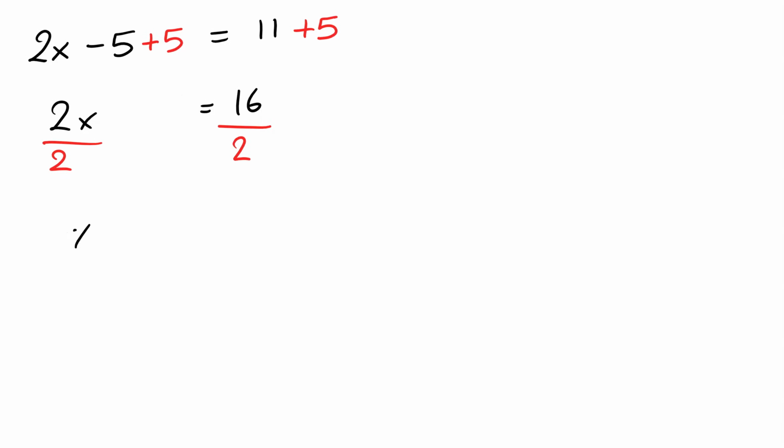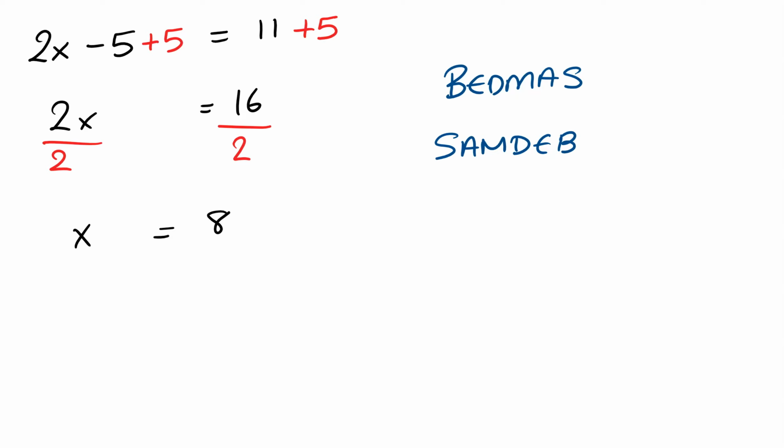So I am left with x equals 8, because 16 divided by 2 is 8. So if you think about BEDMAS, BEDMAS is when you're trying to simplify expressions. But when you're trying to solve and isolate something, you're doing pretty much SAMDEB, so you're doing the reverse order. So this is to simplify and this way is to solve.